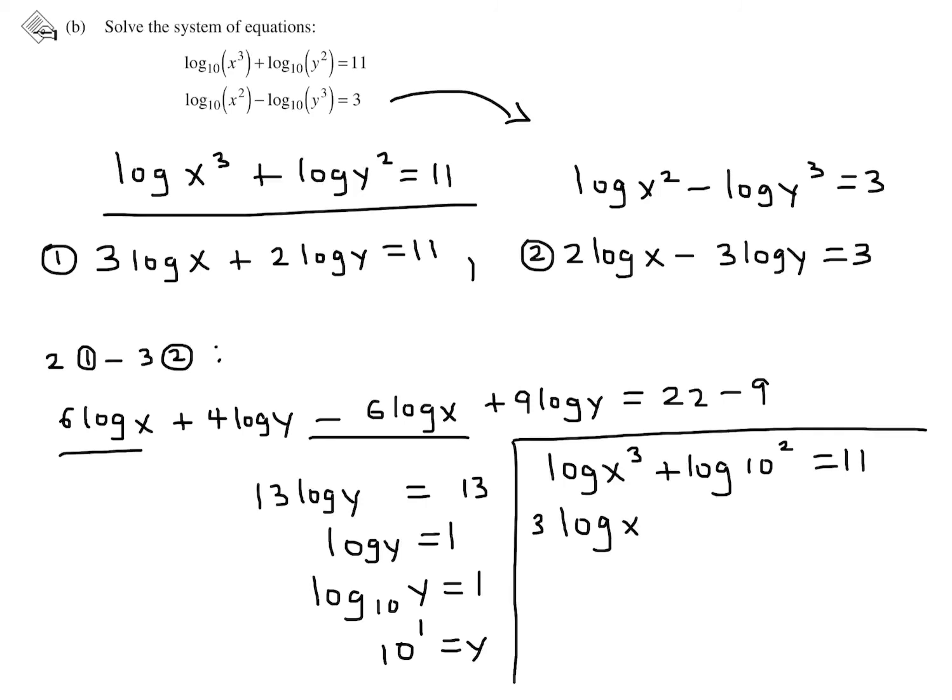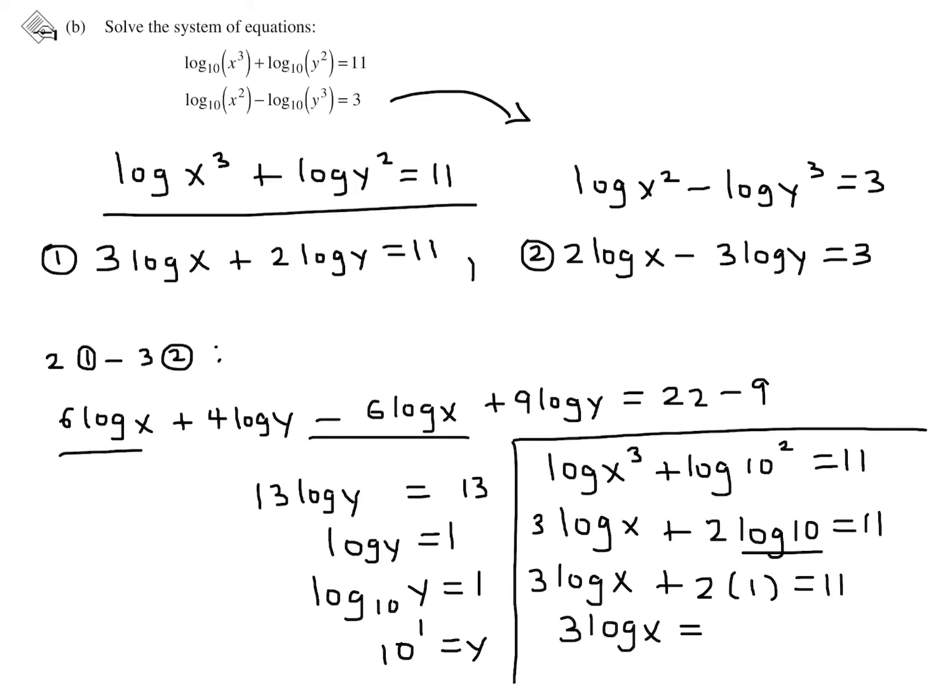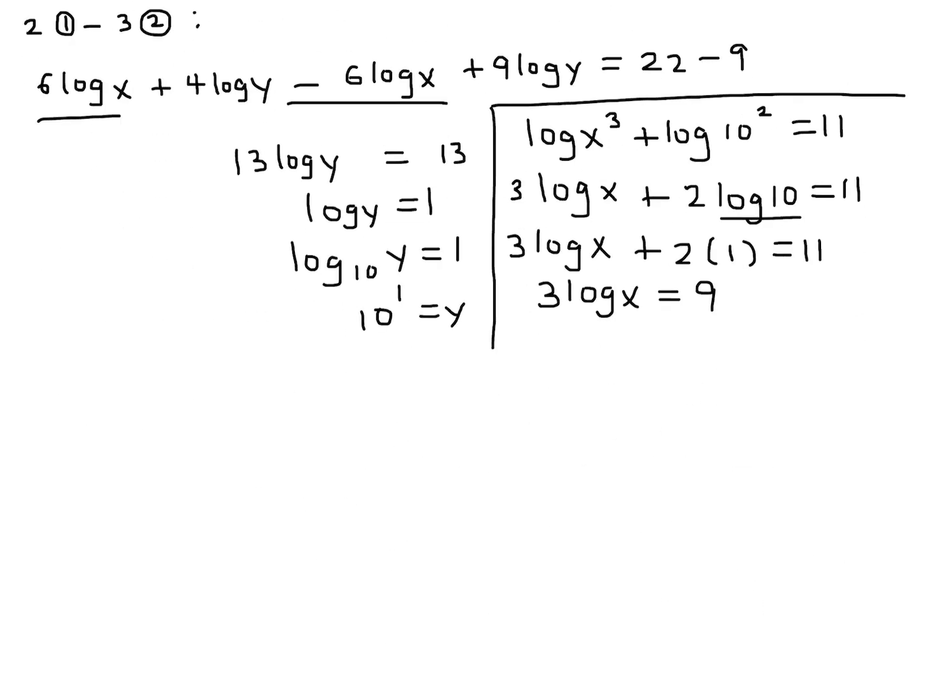So it means 3 log x plus 2 log 10 is equal to 11. And 3 log x plus 2, the log of 10 is equal to 1, so 2 times 1 is equal to 11. So 3 log of x is equal to 11 minus 2, which is 9. And therefore, we've got the log of x is equal to 9 divided by 3, which is 3.